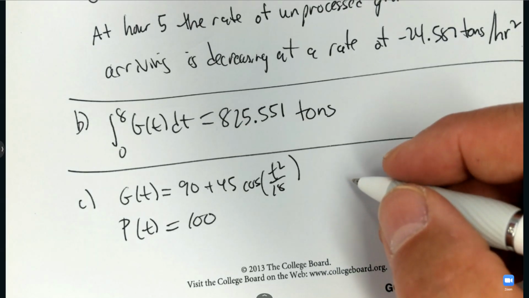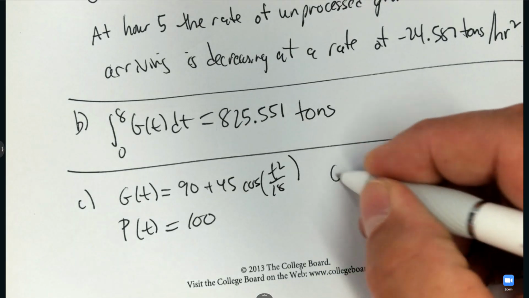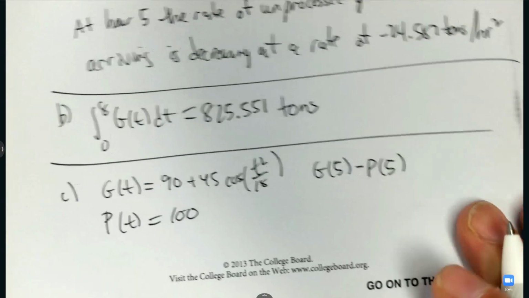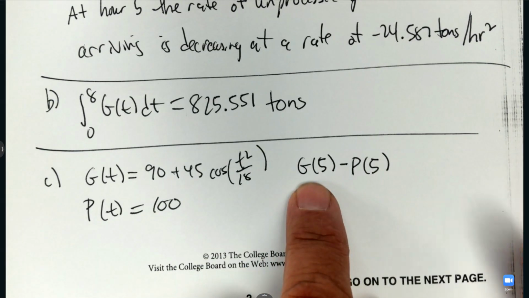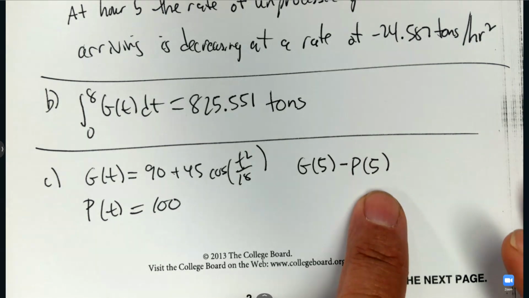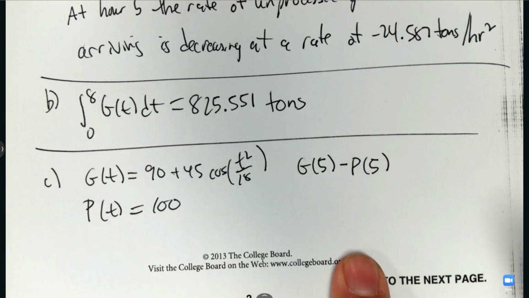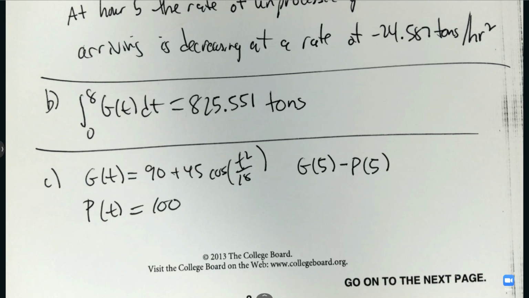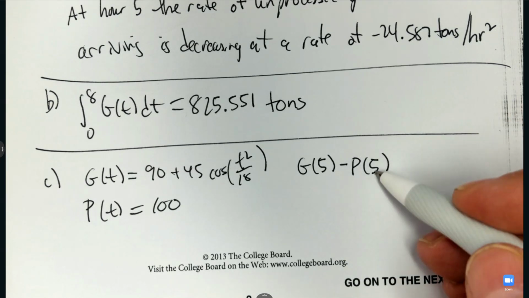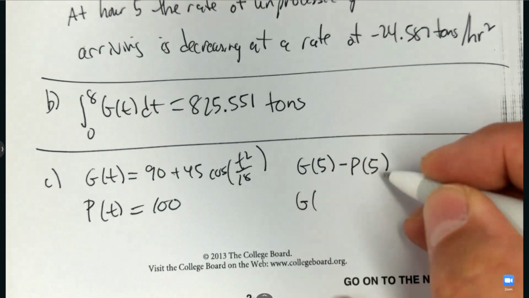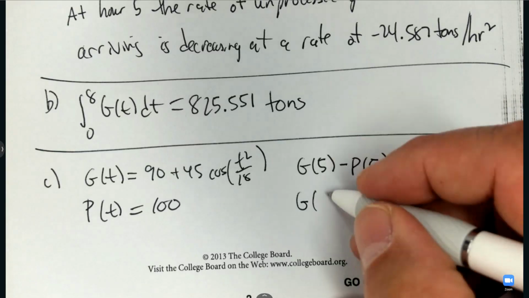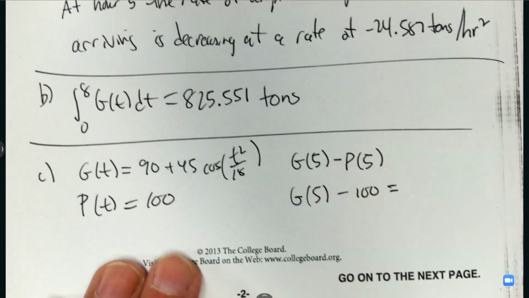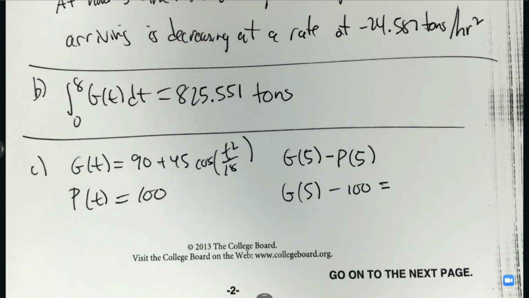So to understand if it's increasing or decreasing at 5, we just plug in 5 into the rate and subtract and say, okay, this is arriving and this is leaving. So is the amount increasing or decreasing? Oh, and this answer is always 100. So whether it's at 5 or 1 or 2, 3, 4, 5, 6, 7, 8, the answer is just 100. So it's just G at 5, subtract 100. So let's see what that answer is.